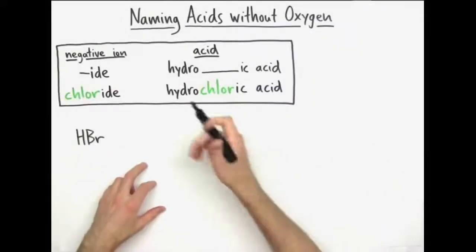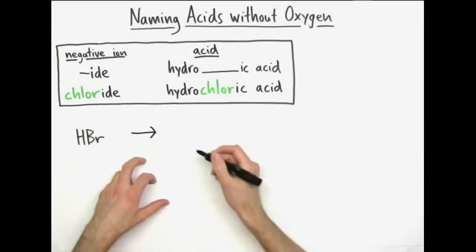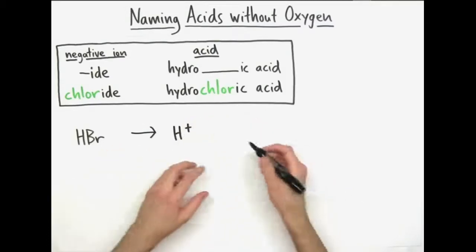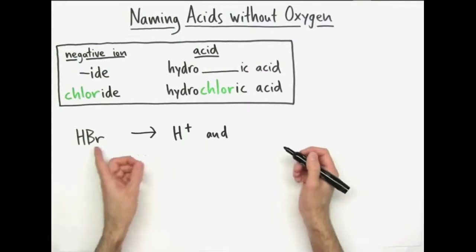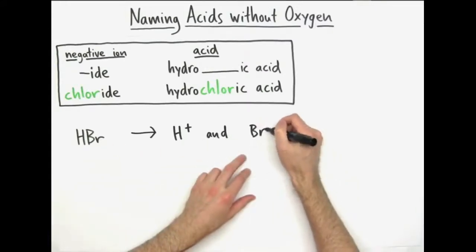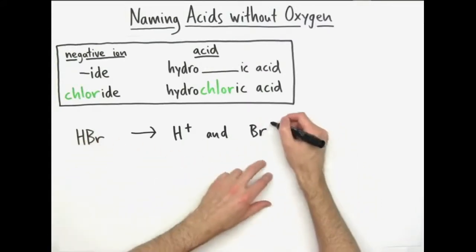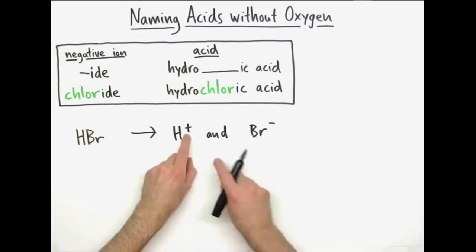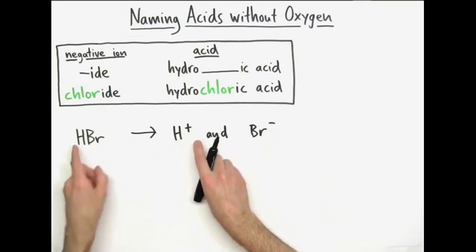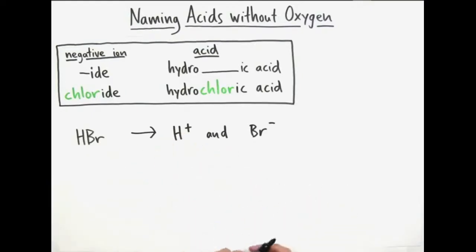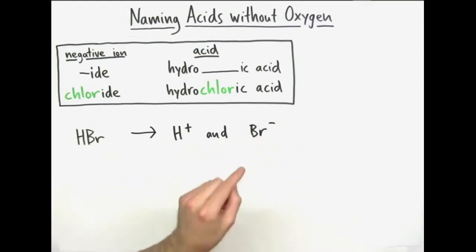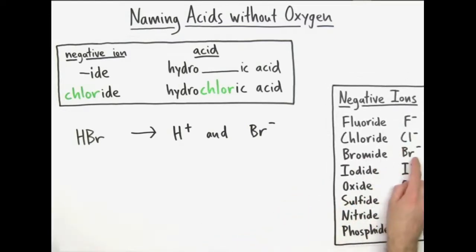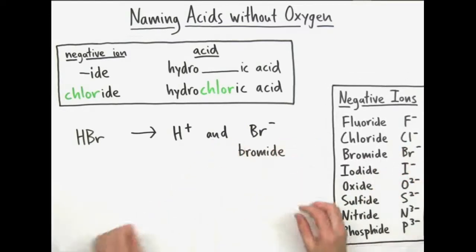Let's do another. HBr, we're going to take this and break it up into the two ions it's made of. One of them is H+, because it's an acid, and the other is going to be Br-. This is 1- because it's got to cancel out the 1+ charge that we get from the one H+. Okay, so the negative ion that we're going to be working with here is Br-. We take a look at this chart. Br-, we call it bromide.